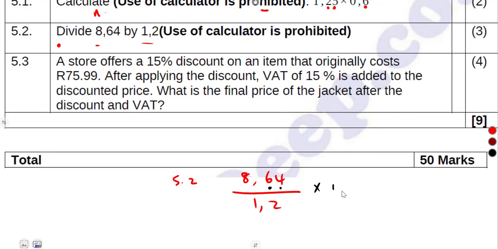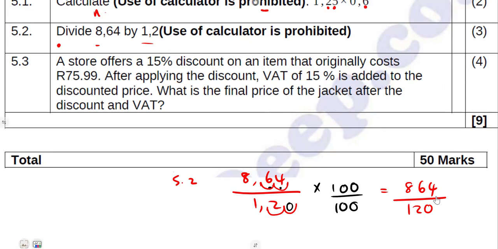You use 100 over 100, the same number. So multiplying by 100 is going to make this a whole number. Simply move 2 places to the right. So it's going to be 864 over what? 1.2, you move 2 places, and you put a 0 there. So that's 120. So this is what you have: 1.2 changed to 120, and this is 864.